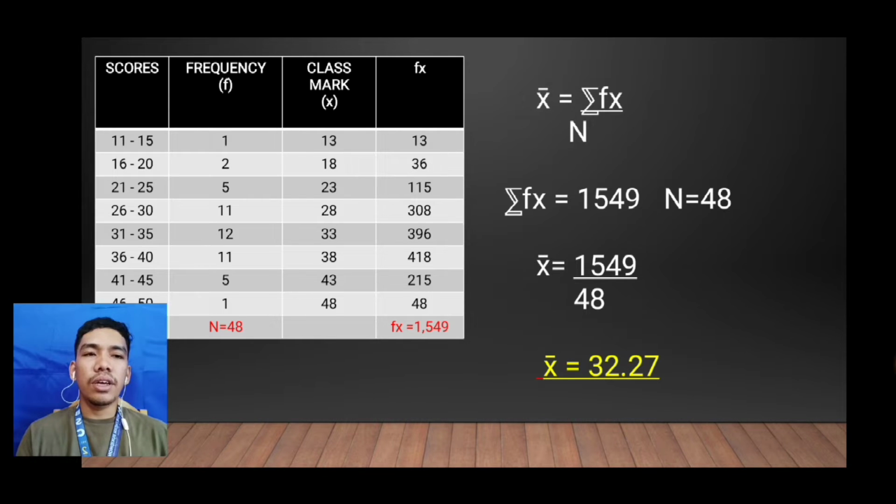And we're going to follow the formula. So x̄ is equal to 1549 over 48. We are just going to divide. So x̄ is equal to 32.27, because that is the answer of 1549 divided by 48. So that is how you find the mean for group data.